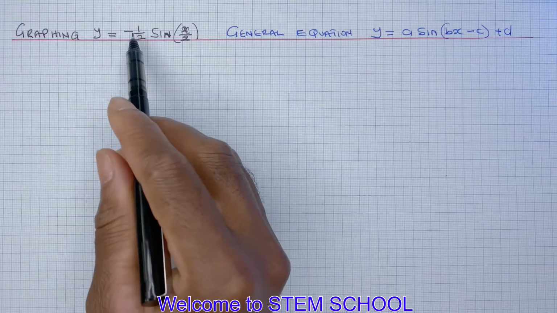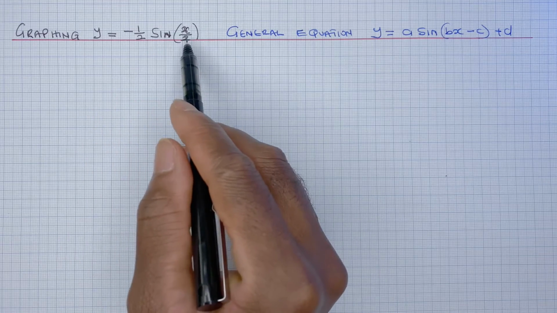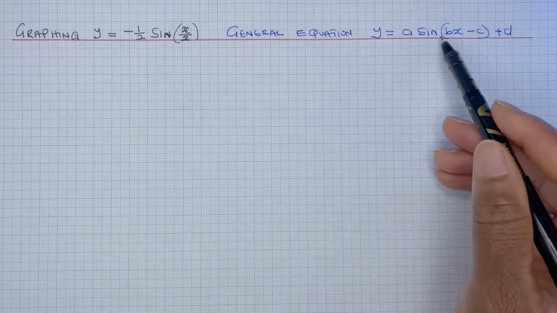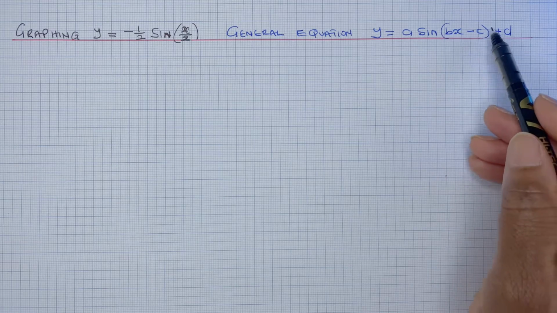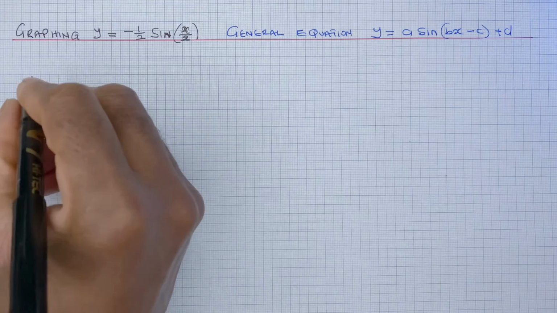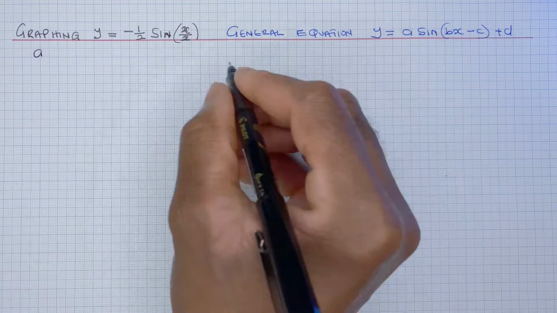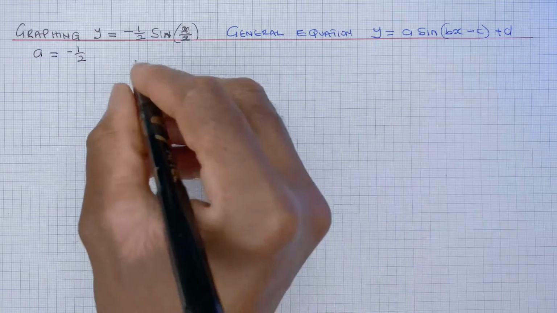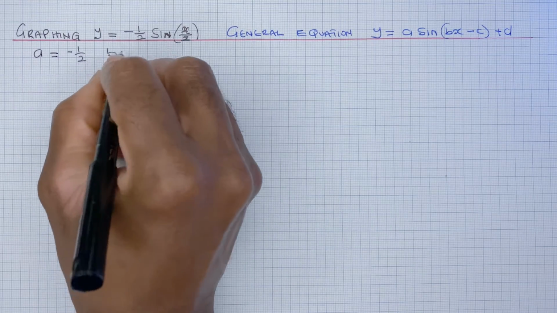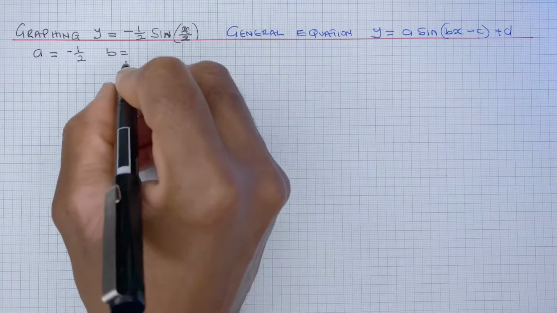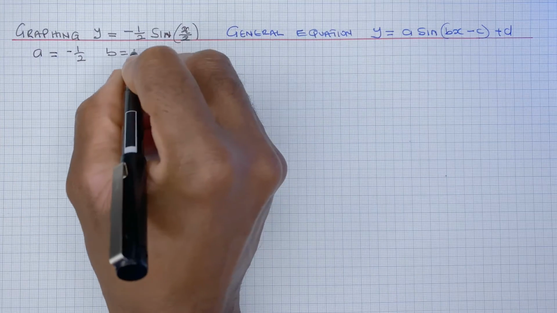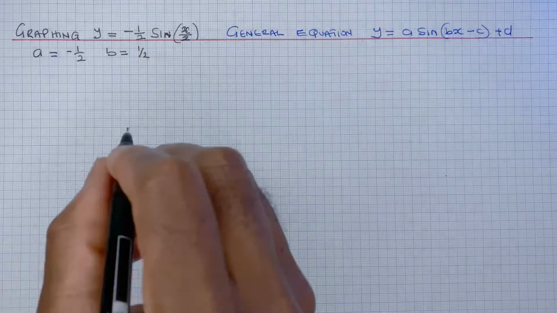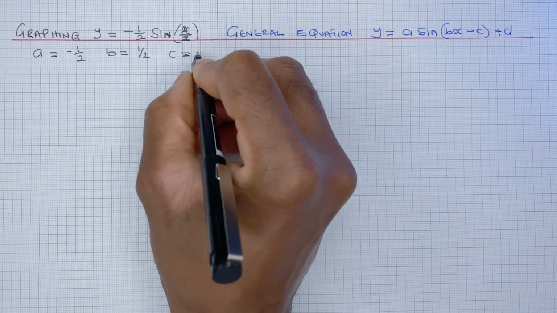Graphing y equals minus a half sine x over 2. The general equation for a sine function is y equals a sine open bracket bx minus c close bracket plus d. In this case, a is the amplitude, and that equals minus a half from the equation, and b is the periodic function here, and that is a half, because that's 1 over 2 times x, and c is 0.